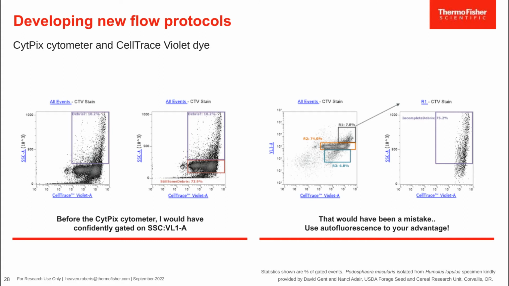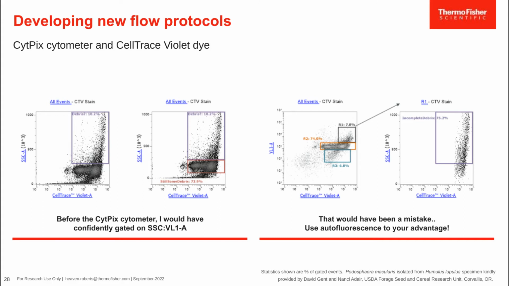This sample I have stained with cell trace violet. I'm trying to track these particular cells. So I was pretty comfortable that what I thought were my cells of interest are all staining intermediate to high with my cell trace violet dye. But if I just look at that population, after looking at the images, I can see there's still some debris.